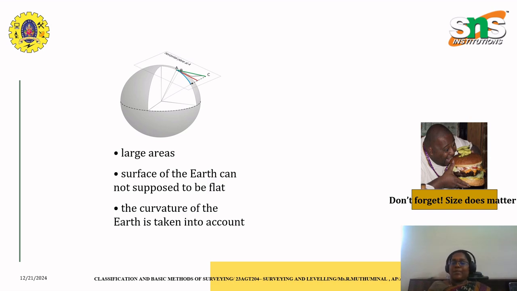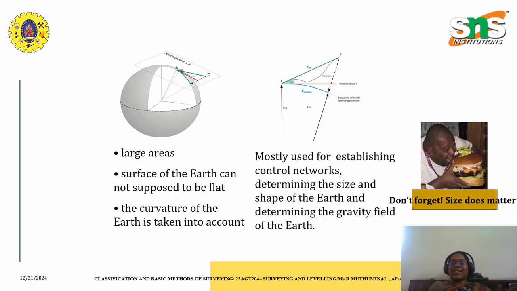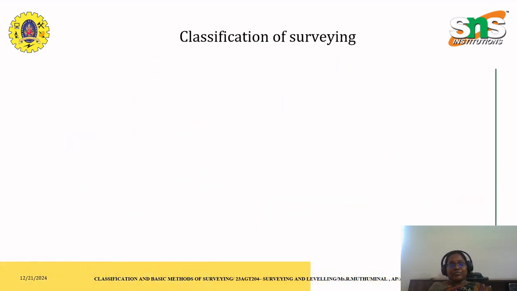That means that I am going to multiply everything with the circumference of the earth's surface. So obviously there is going to be a change, and no horizontal projection is used. Mostly this kind of surveying is used for establishing a control network and determining the size and shape of the earth and also the gravity field of the earth. So this type of surveying is said to be geodetic surveying.